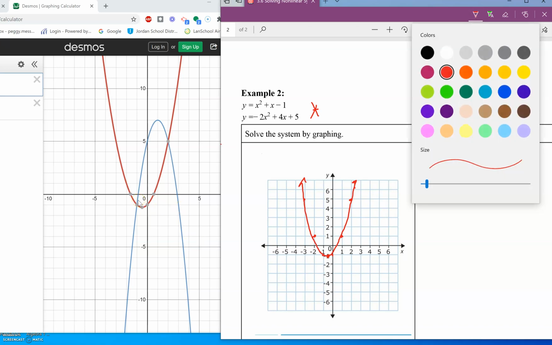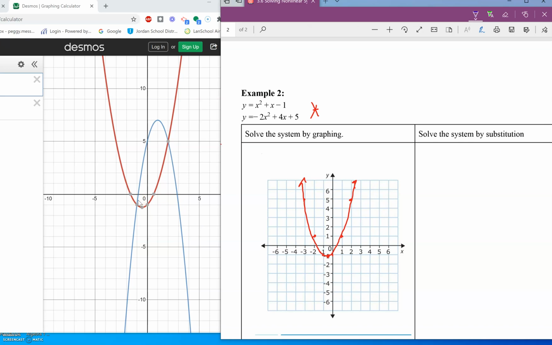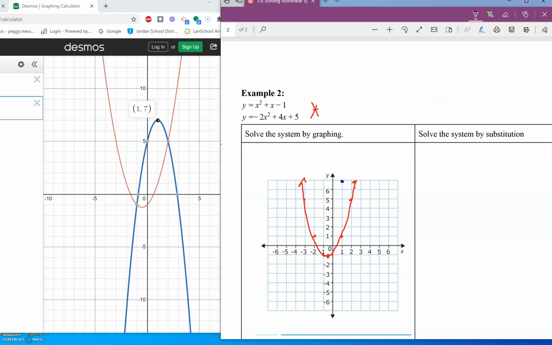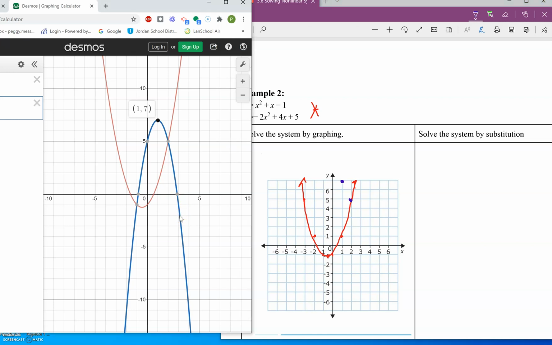I'm going to switch colors and do the other one in blue just like it is in my graph. Or maybe a lovely purple. So on the blue one, the vertex is right here at 1, 7. It goes through the point 2, 5. Where's another pretty point? Yeah, we could find another one. If we put in a 2, what do we get? 2, 5. We've already got that one.